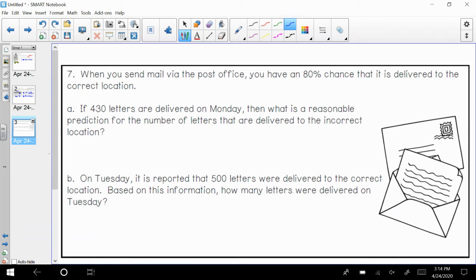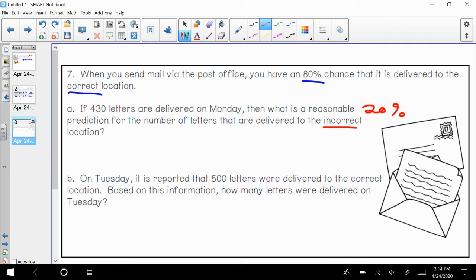All right, there's one more example here. When you send mail via the post office, you have an 80% chance that it is delivered to the correct location. If 430 letters are delivered on Monday, then what is a reasonable prediction for the number of letters that are delivered to the incorrect location? So if 80% go to the correct location, then we know that 20% goes to the incorrect location.